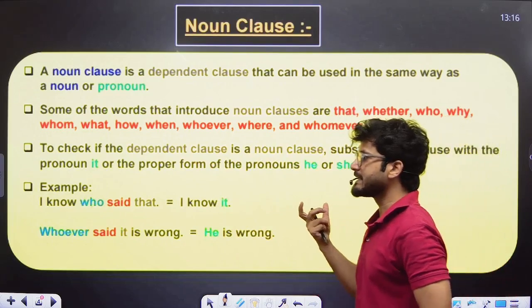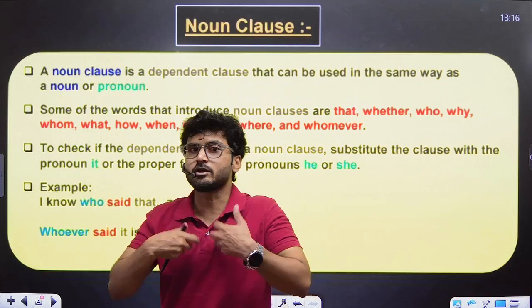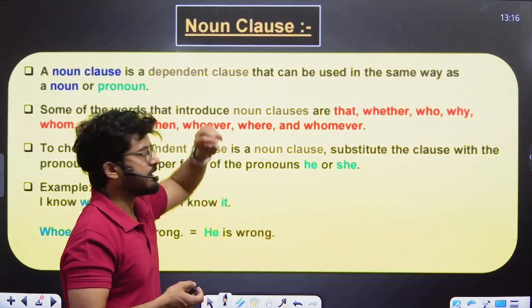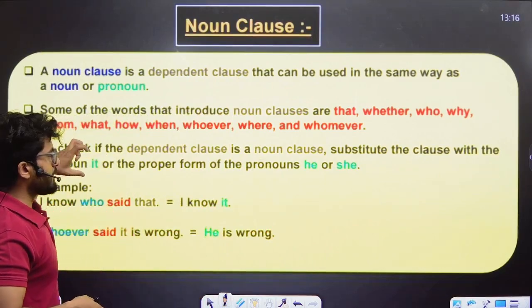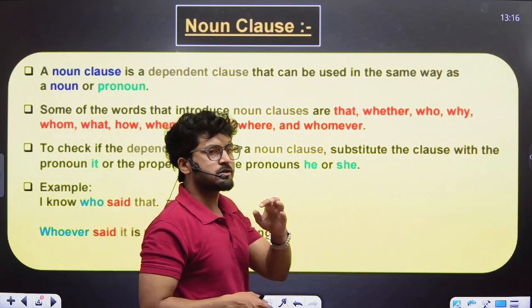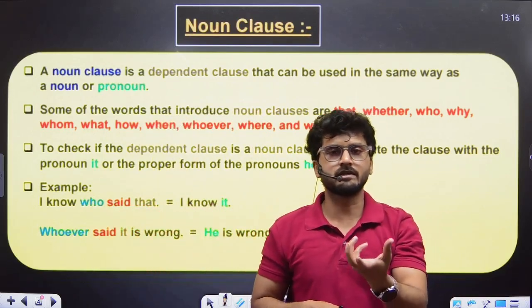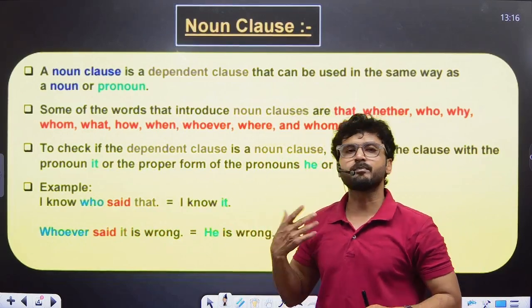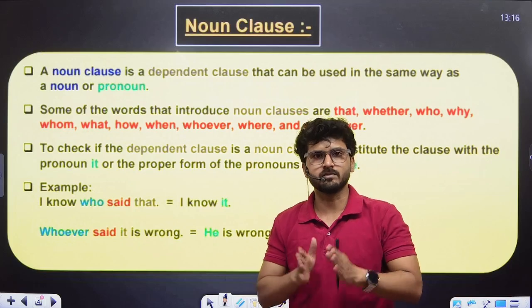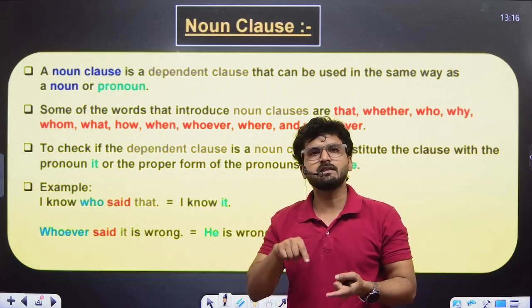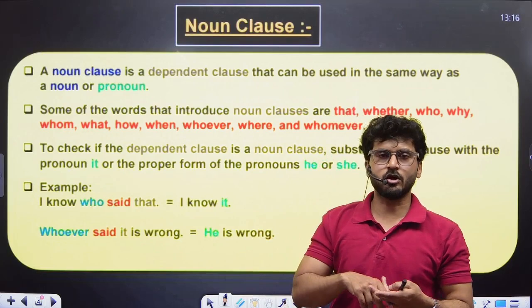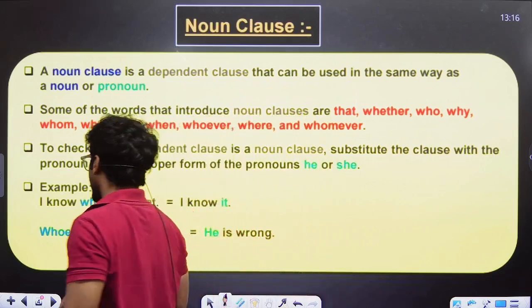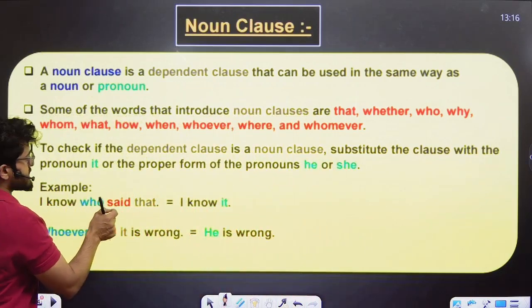Okay. You will get these kinds of sentences which will be talking about the noun. Now, what happens for noun clauses? In order to check whether the given clause is a noun clause or not, first of all, you are going to replace or substitute the clause part, the dependent part, with it or the pronoun he, she. Got it? For example, here you can observe, I know who said that.